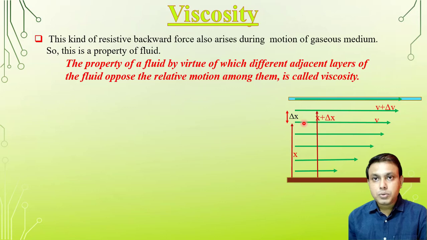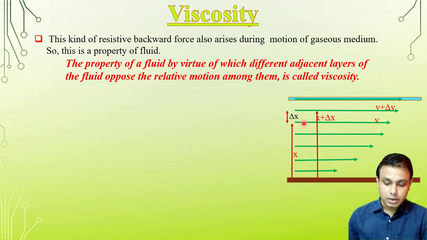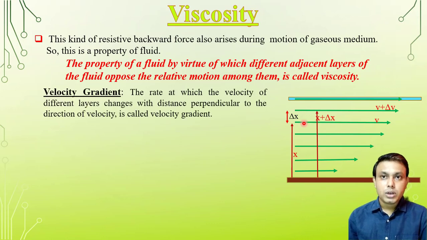Now that rate of change of velocity with distance is represented by one term that is called velocity gradient. Therefore, what is velocity gradient? The rate at which the velocity of different layers changes with distance perpendicular to the direction of velocity is called velocity gradient.